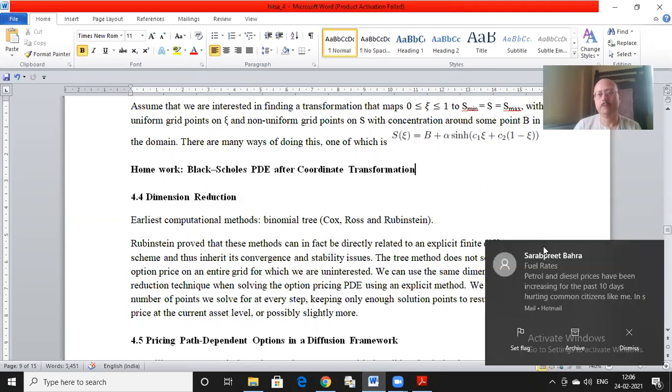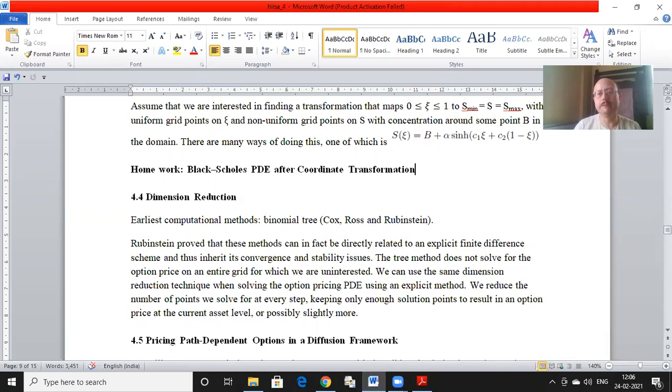The same logic, in some sense, has been tried in the rectangular grid system. So when we are using the explicit method, explicit difference techniques, can we reduce the number of points where we want to do our computation? So how does it work?